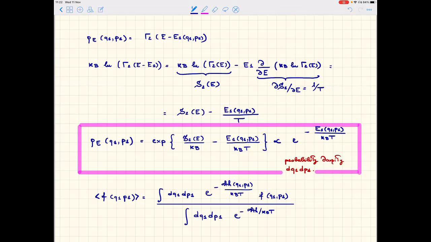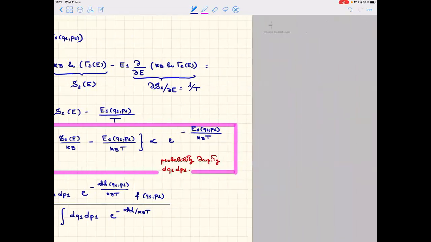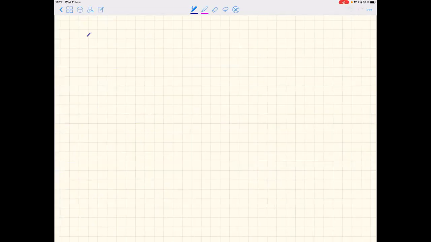All right, so up to here, I think it's something you have already seen and it's quite clear to everybody. Now, in particular, I could be computing using this expression all moments of the energy. So I could compute the average energy.